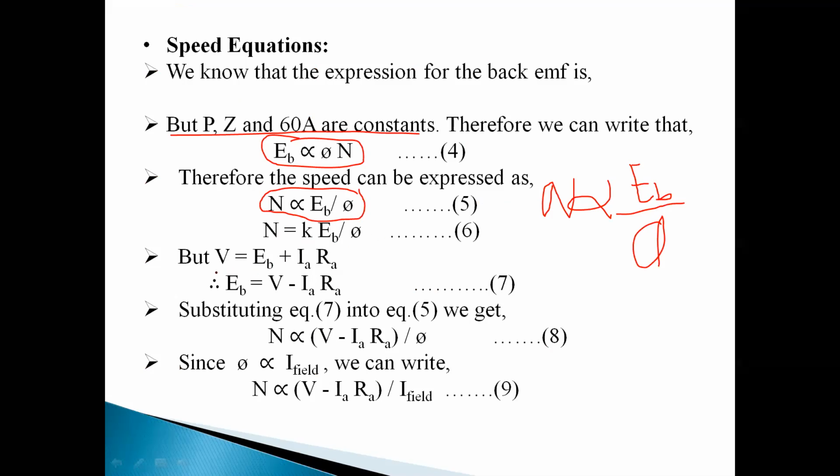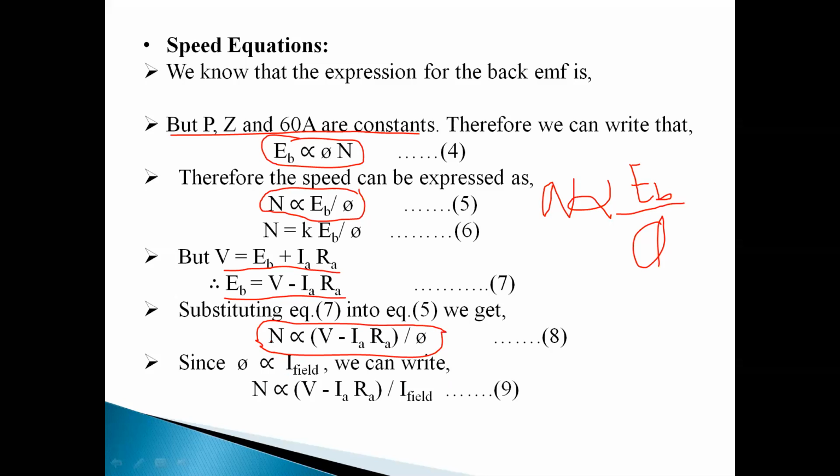We know the voltage equation V equals E_b plus I_a R_a. Therefore E_b equals V minus I_a R_a. Substituting this into the above equation, speed equals V minus I_a R_a by flux. N is proportional to V minus I_a R_a by flux.